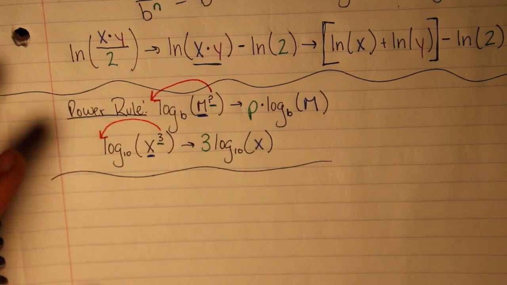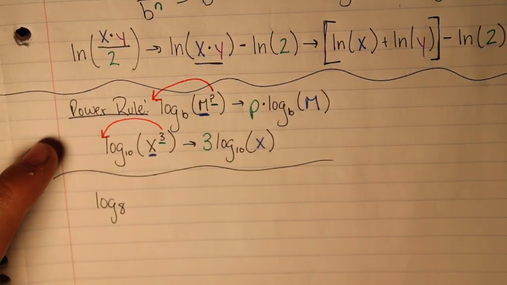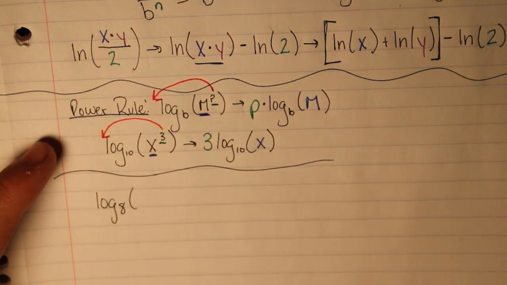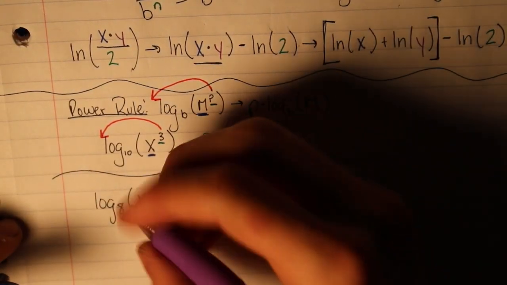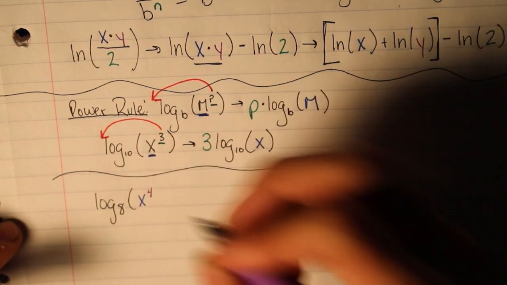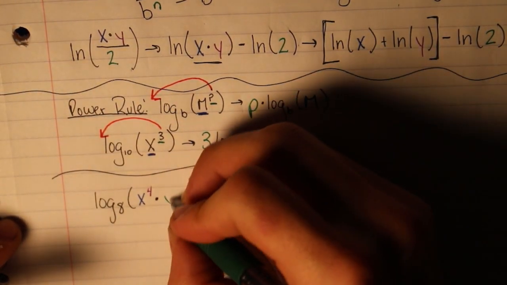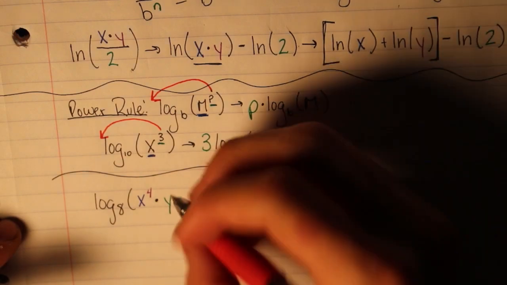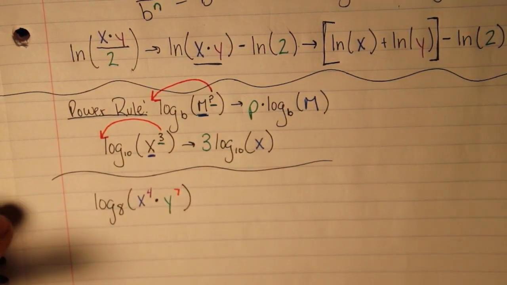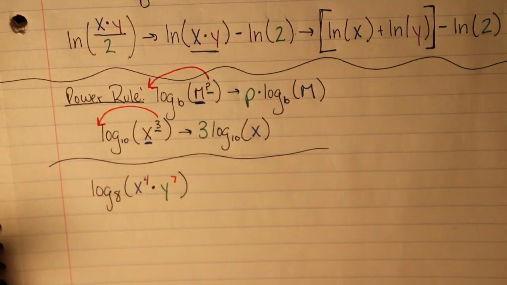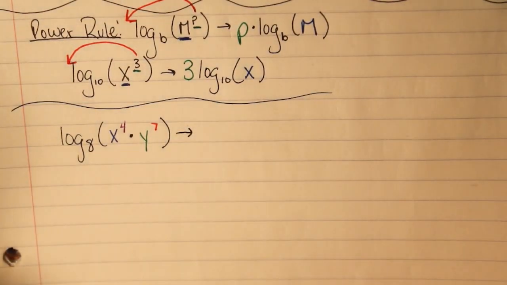So let's do log base 8 of x to the 4th power times y to the 7th power. This is part of the classwork that we did. Okay, let's fix the camera a little bit. All we're doing first is separating them according to the product rule.